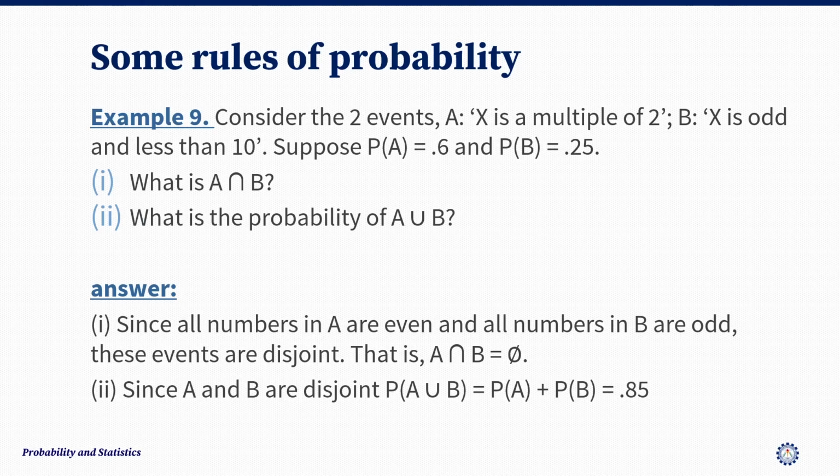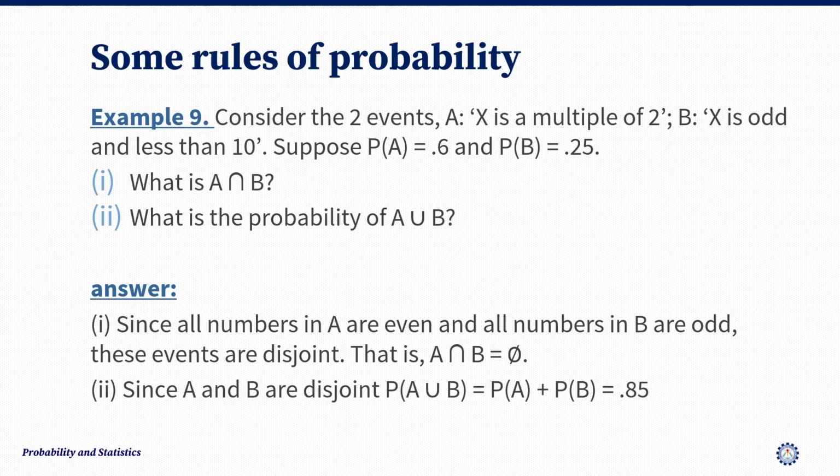So for example number 9, consider the two events. Our first event, the A event, is x is a multiple of 2, and our B event is x is odd and less than 10. Suppose the probability of our first event, A, is equal to 0.6, and the probability of B is equal to 0.25. So what is A intersection B? Another question, what is the probability of A union B?